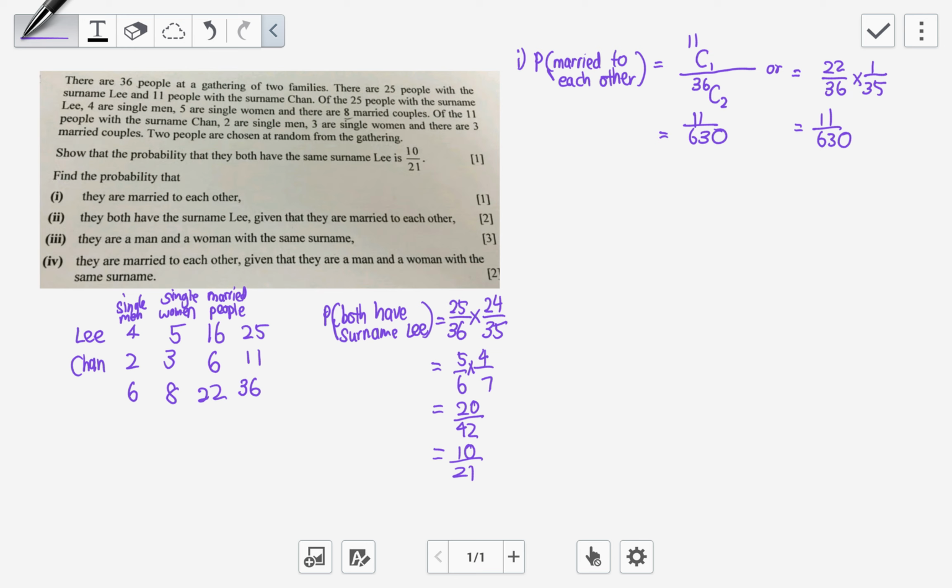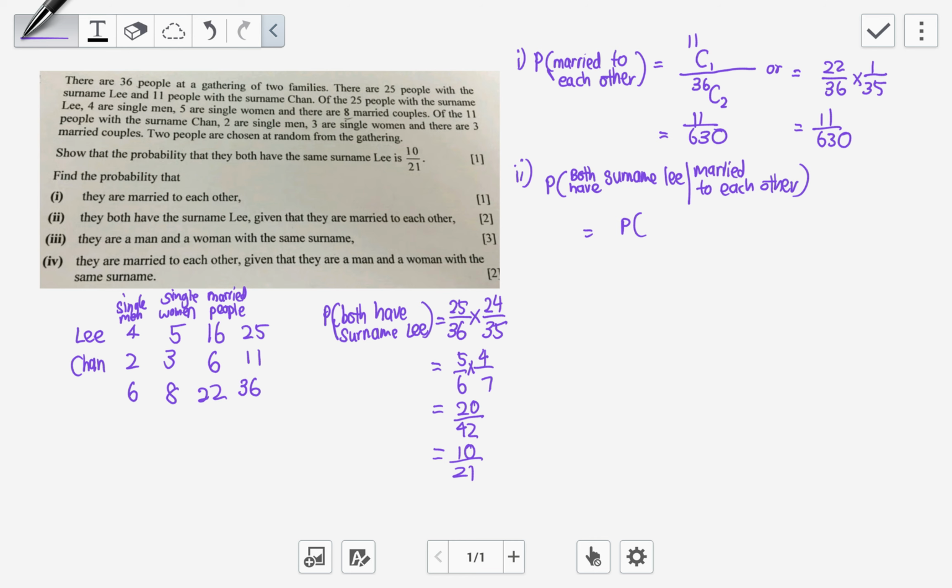Okay, so these are two ways of solving this. Part 2: they both have surname Lee, given that they are married to each other. So we want the case where both have surname Lee, given that they are married to each other. This is a conditional probability, so we make use of the formula. This is just both have surname Lee and married to each other.